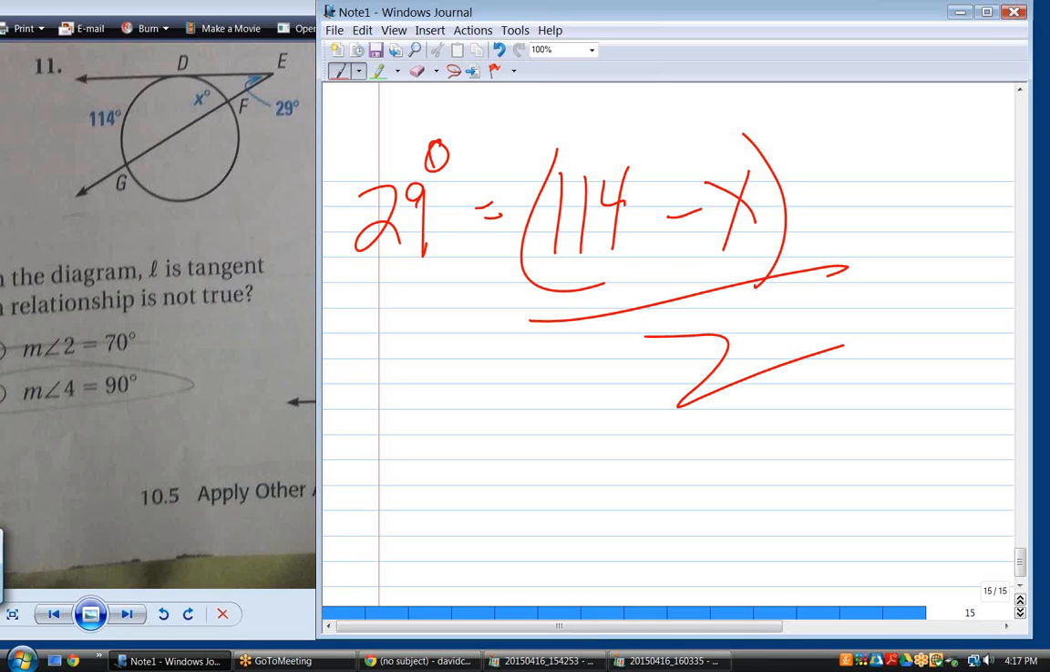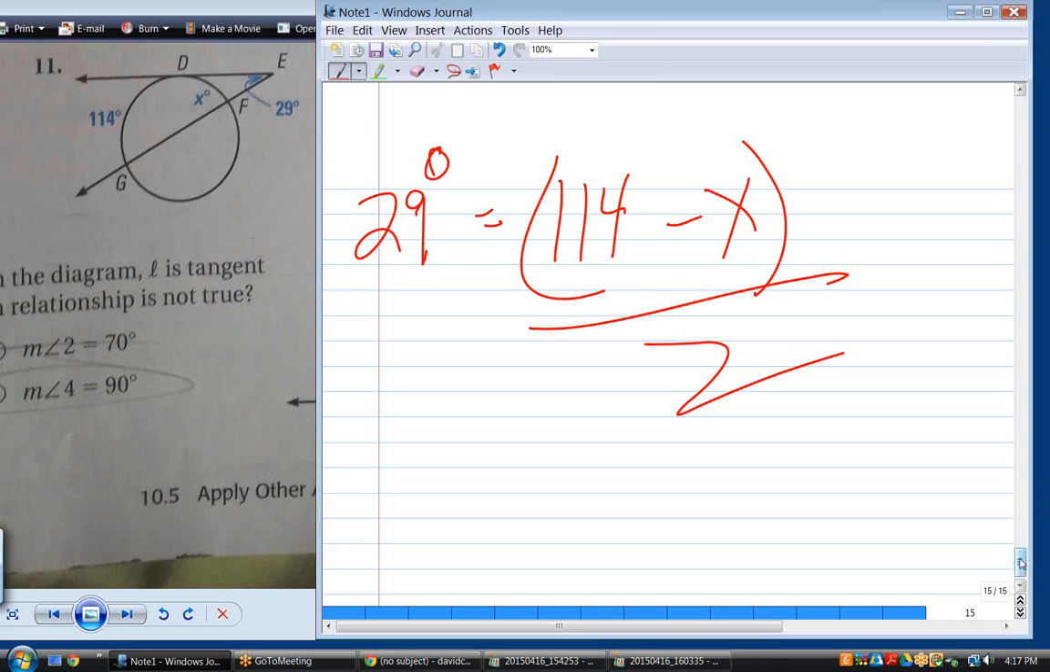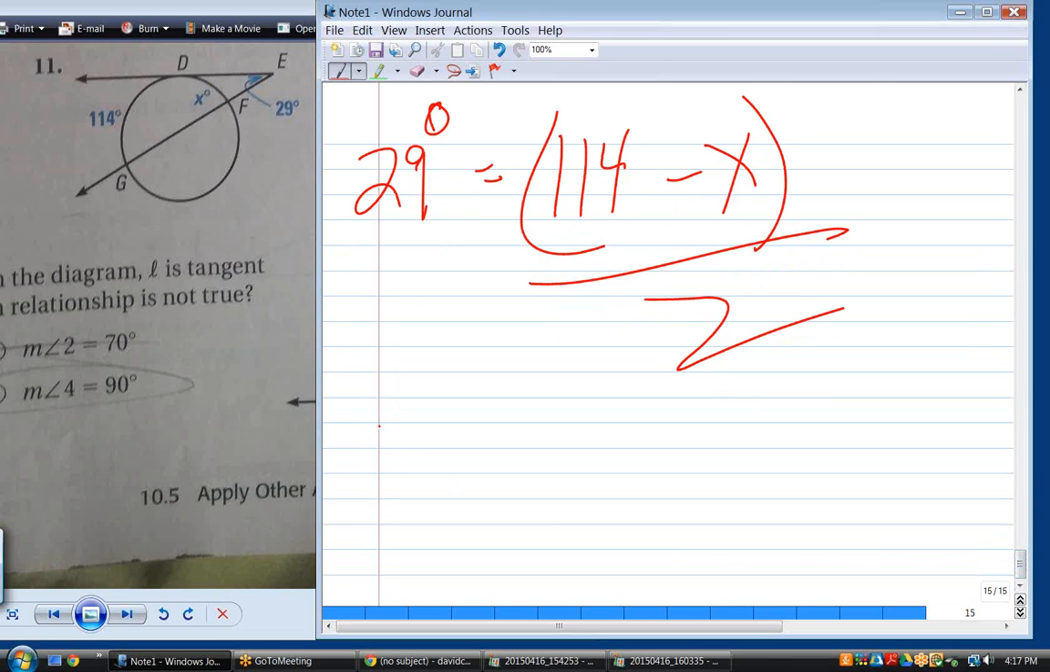What's the next step in solving? Oh, I should have said solve it out loud so I can write down your steps. You multiply both sides by 2. Okay, so 58 equals 114 minus x. And then you subtract 114 from both sides. Okay, we can do it that way. The reason I wanted to solve this was to talk about this.